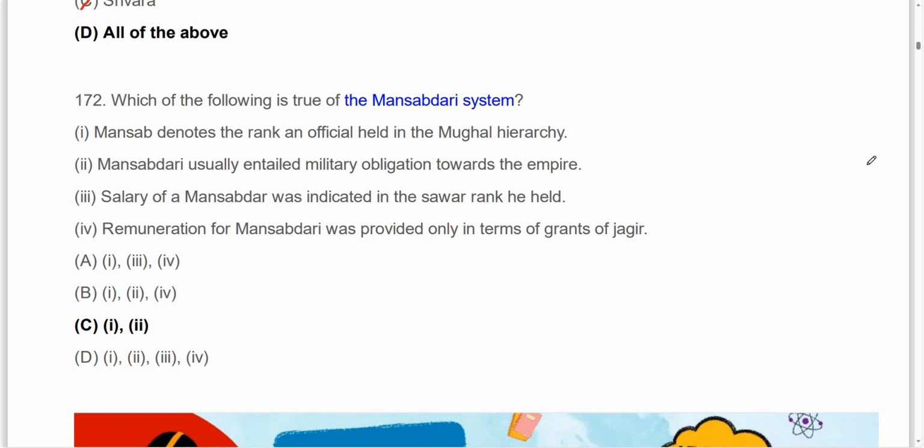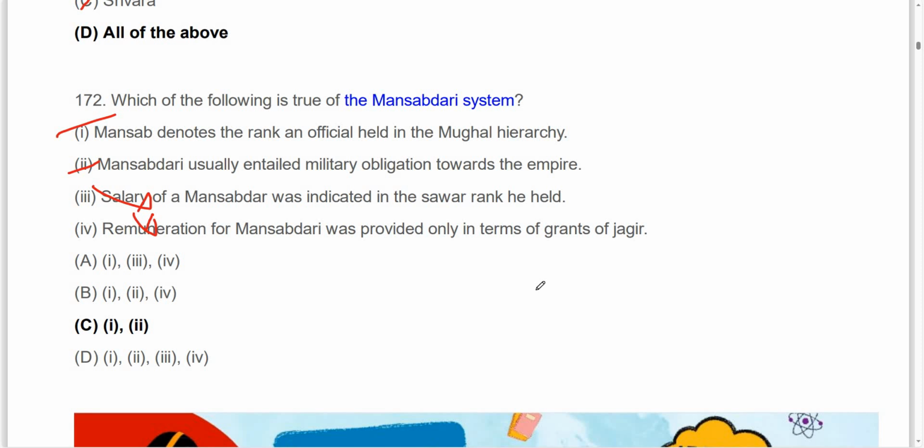Which of the following is true of the Mansabdari system? Only 1 and 2 is wrong. Mansab denotes the rank and office held in the Mughal hierarchy. So basically, Mansab denotes what? The rank and office held in the Mughal hierarchy. Mansab is essentially a rank.